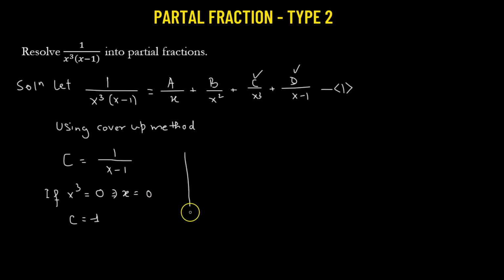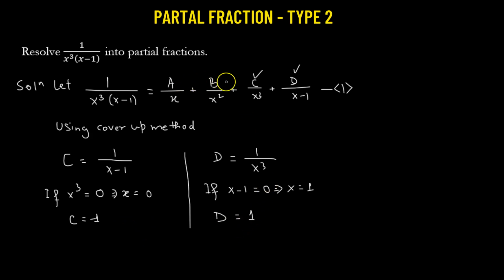Then we can also find out the value of d using the cover-up method. We consider the original rational fraction. Here we are going to cover up x minus 1. So that means we have 1 over x cubed. What we have done here, we have covered up x minus 1. So if we equate it to 0 and solve for x, the x value will be equal to positive 1. So substituting x with 1, the d value comes out to be 1. So we have c is negative 1 and d is positive 1.